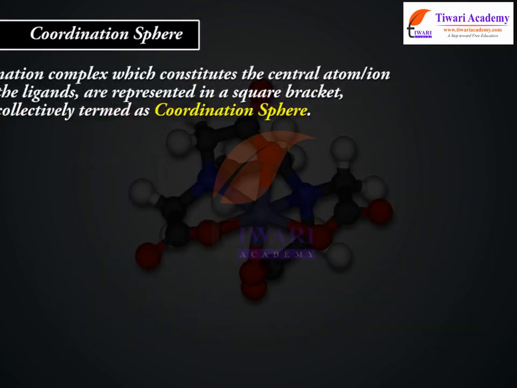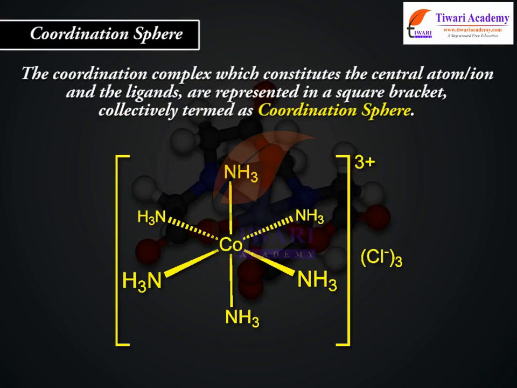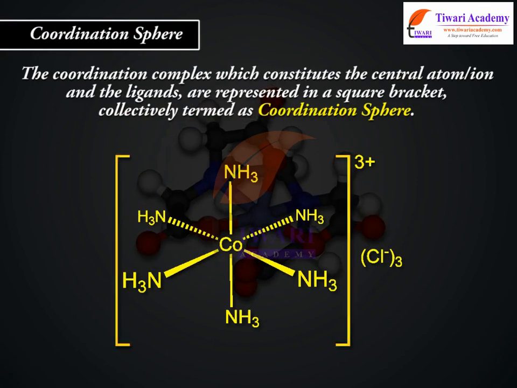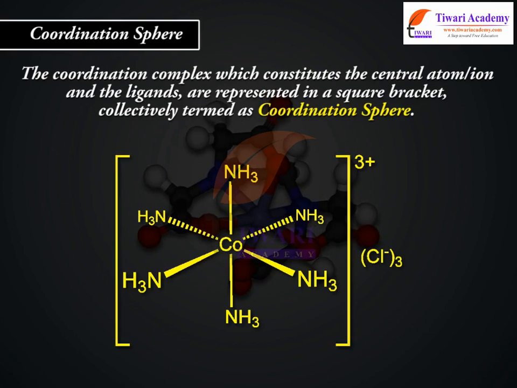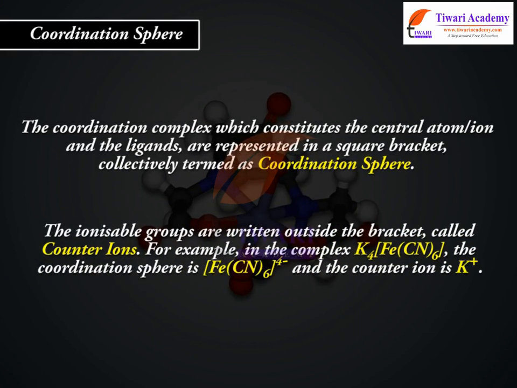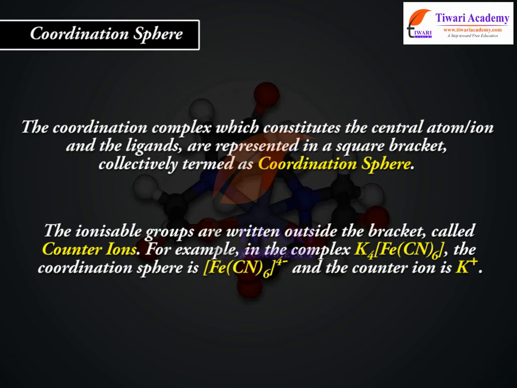Coordination sphere. The coordination complex, which constitutes the central atom or ion and the ligands, is represented in a square bracket, collectively termed as coordination sphere. The ionizable groups are written outside the bracket, called counter ions. For example, in the complex K4[Fe(CN)6], the coordination sphere is [Fe(CN)6]4- and the counter ion is K+.